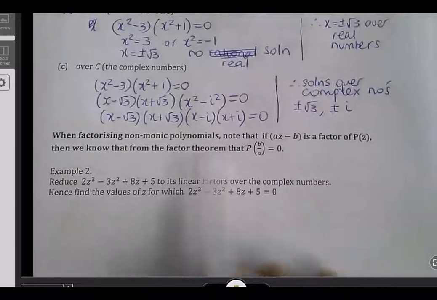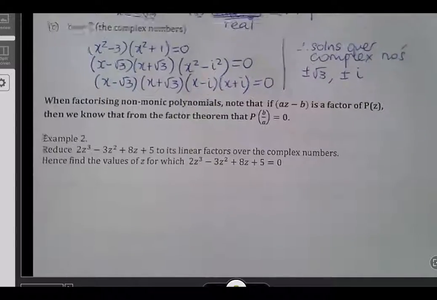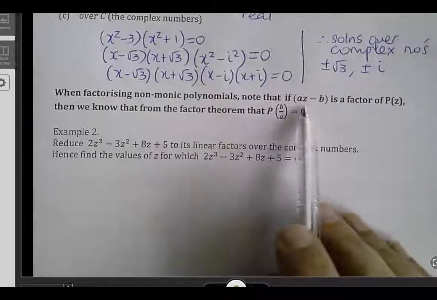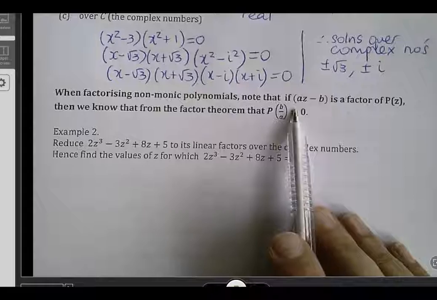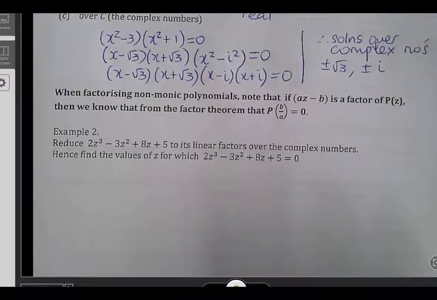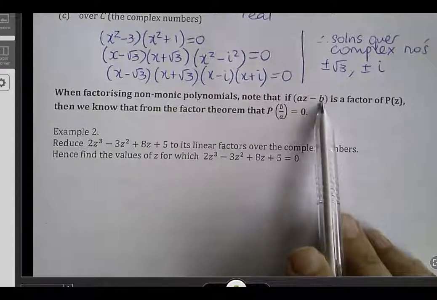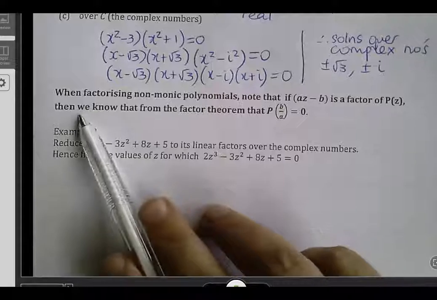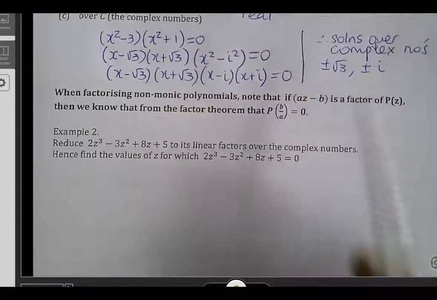Okay? Now, be careful here. This is very important here. So when factorizing non-monic polynomials, note that if az minus b is a factor, that might be like 2z minus 1, 2z plus 3. You know, not all polynomials have z minus 2, z plus 1 as their factors. Sometimes it's 2z minus 5, you know, whatever. So when factorizing non-monic polynomials, note that if az minus b is a factor of the polynomial, then we know from the factor theorem that the polynomial of b over a equals 0.